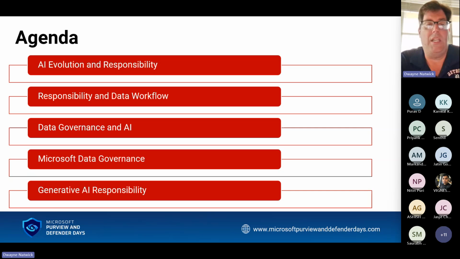In the short time we have here today, we're going to talk about some quick things around the evolution of AI and where we are currently in terms of AI and AI solutions, and what we need to understand in terms of responsibility and data flow. The previous session talked a lot about sensitivity labels and data governance. How does that pertain to AI?